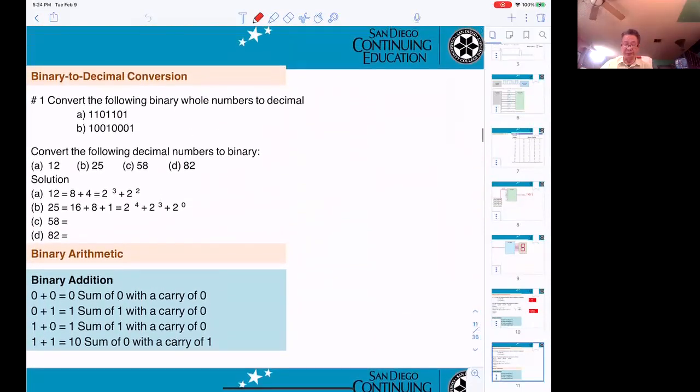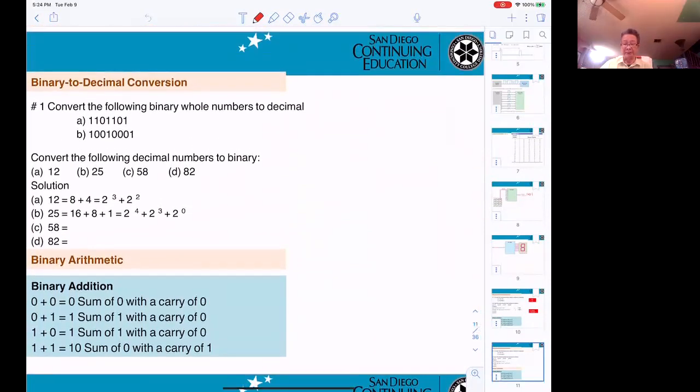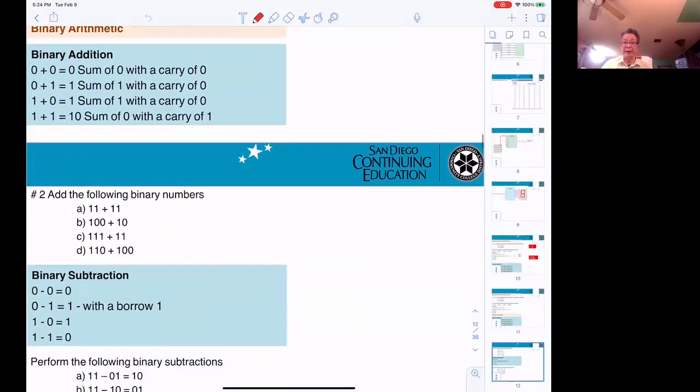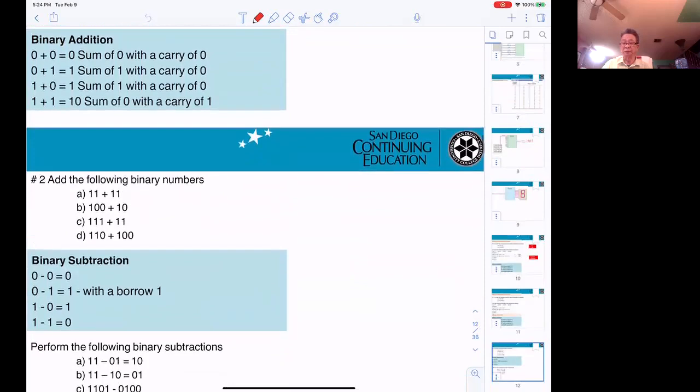Okay, let's see. Binary addition. That means you want to add two numbers in binary. 0 added to 0 will be 0. 0 adding to 1 will be 1. 1 adding 0 will be 1. The only thing is 1 adding to 1, then you get 0. However, you have to carry 1.